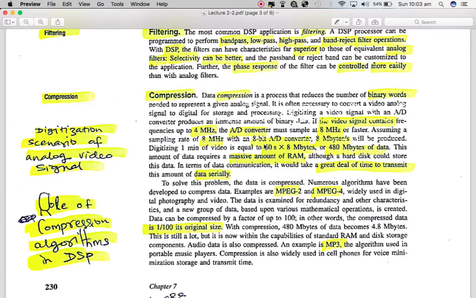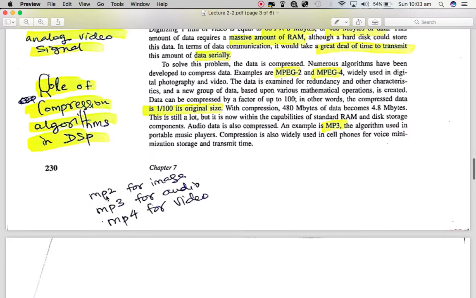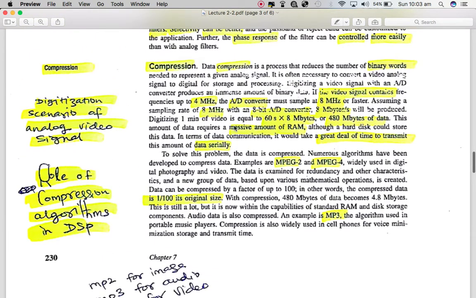So we have various compression standards which are followed in the DSP gadgets. We have the MP2 compression standard for image signals, the MP3 compression standard for audio signal compression, and the MP4 compression standard for video signal compression. And if we talk about the video signal, it is a signal of 4 megahertz, which is far more data than the voice signal alone.